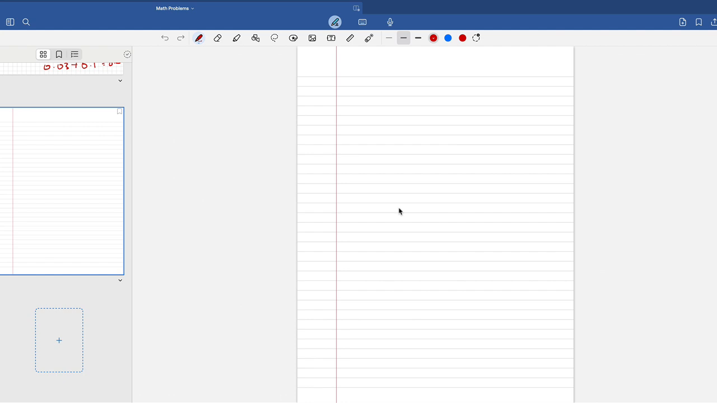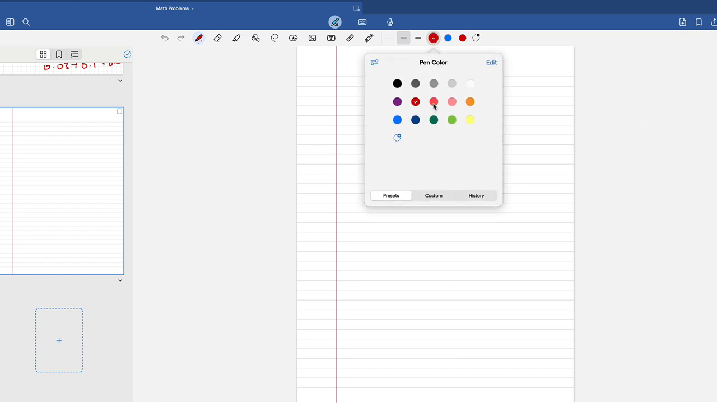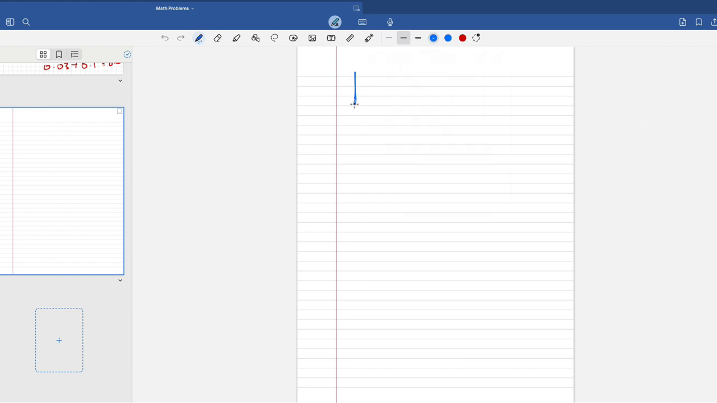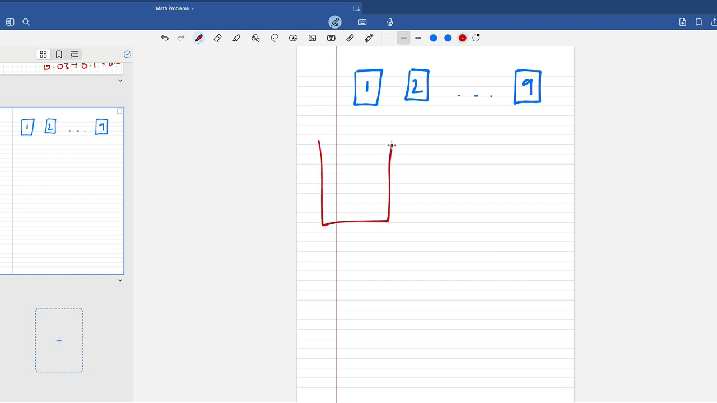Welcome. So here's a math problem for you. I have 9 cards. Let me just pick a color. I have 9 cards which are numbered 1 through 9. Okay, 9 cards where I have just numbered them from 1 to 9. Now I'm going to distribute them in 3 groups. So I have group 1, group 2, group 3.